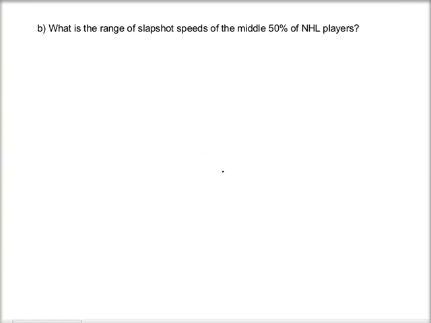For part B, I want to find the range of the slapshot speeds of the middle 50% of NHL players, and remember that the middle 50% falls between the two quartiles, so this will be from the first quartile, which was 64.2 miles per hour, to the third quartile, which was 84.8 miles per hour.